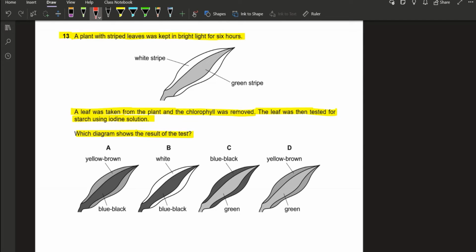So the white strip would turn yellow-brown because the starch was not present, and the green strip would turn blue-black as the starch is present. So the correct option would be option A.